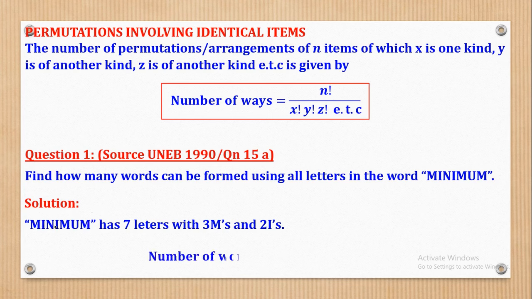Therefore, we shall put 7 in the numerator, and in the denominator we shall put 3 factorial for M and 2 factorial for I. And with a calculator, the whole of this will give you 420 words. And basically, that's what they wanted. So I think we realize that with a good calculator, I can easily just move from here to the final answer and you get all the marks.